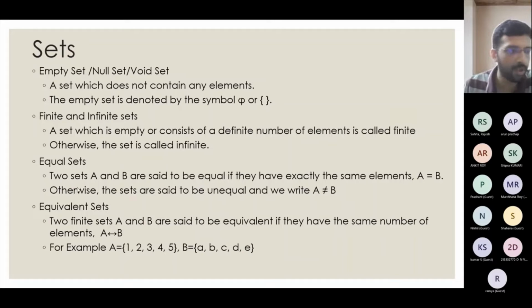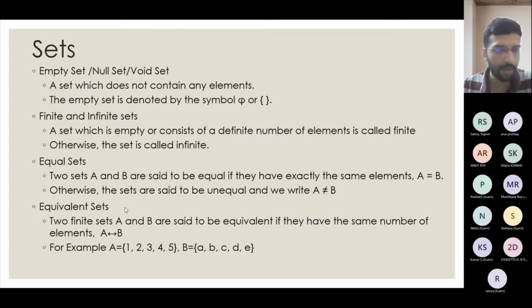I will tell why. Two finite sets are said to be equivalent if they have the same number of elements. And for this symbol, we will use either a double-ended arrow, or sometimes an equal-to sign with two tildes. In some documentation you can see that. Both of these tell that two sets are equivalent. For example, 1, 2, 3, 4, 5 is the first set, and small letters a, b, c, d, e is the second set. So these are equivalent, but not equal, right?